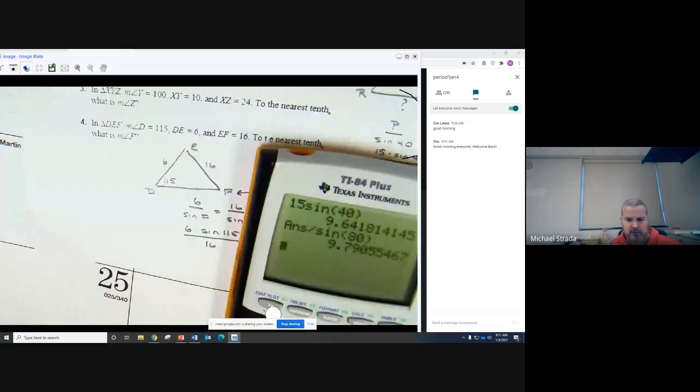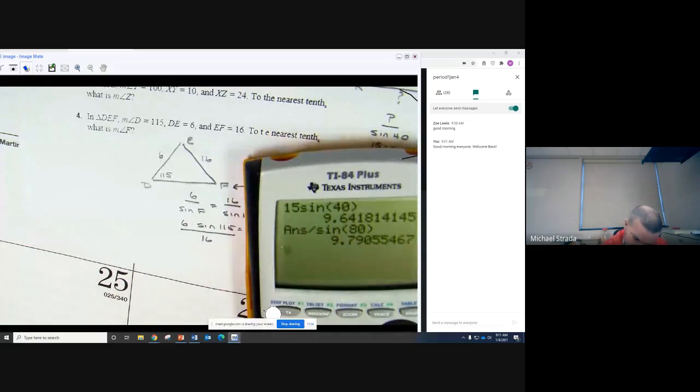I go to my calculator, and I do 6 sine 115. All right, gives me 5.4378. I then divide that by 16. And I get 0.3398.